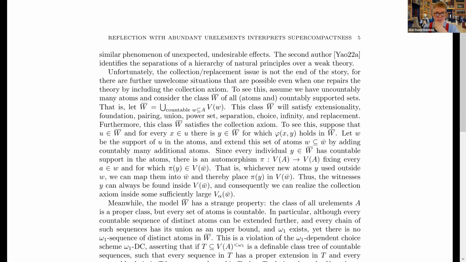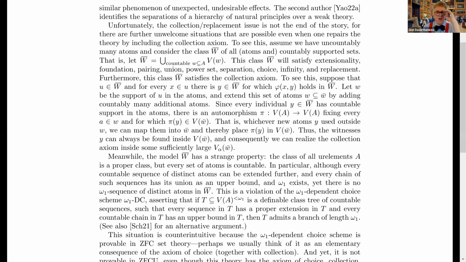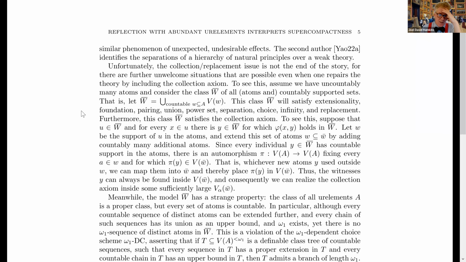Okay, here we go. So there's another thing that goes wrong, and that is in ZFCU, you cannot prove the omega-1 dependent choice scheme. In other words, there can be a class relation with the following property. Well, let me just give the example, I guess. If you use the countably supported sets instead of the finitely supported sets.